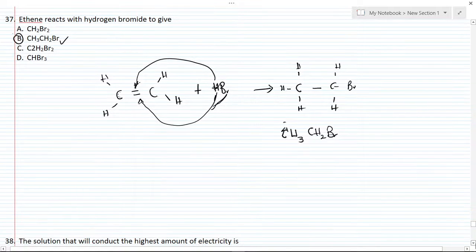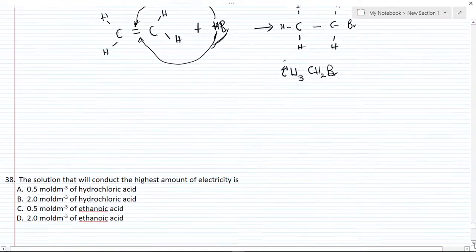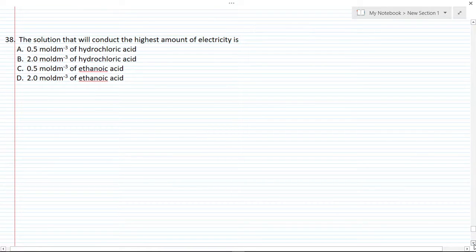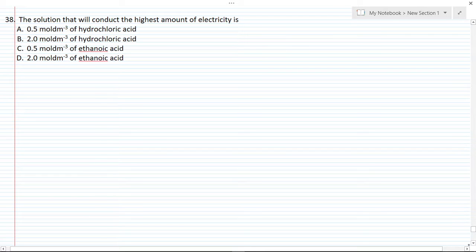So question 38. Question 38 says the solution that will conduct the highest amount of electricity is A, 0.5 M of HCl, B, 2.0 M of HCl, C, 0.5 M of ethanoic acid, and D, 2 molar of ethanoic acid. So we consider we have two types of acids here. Generally, conductivity is dependent on two factors.